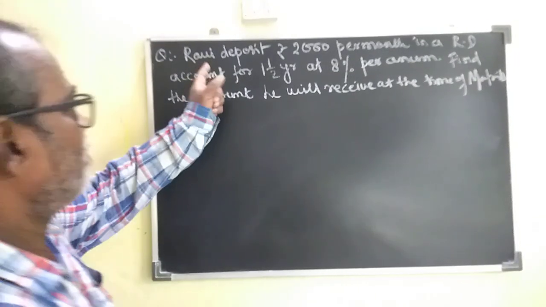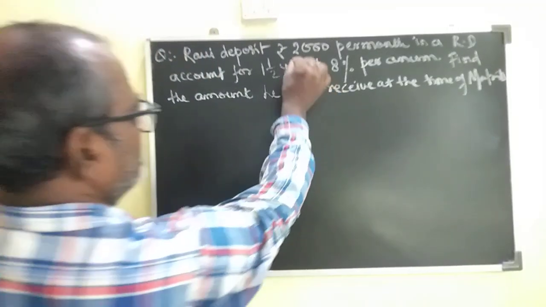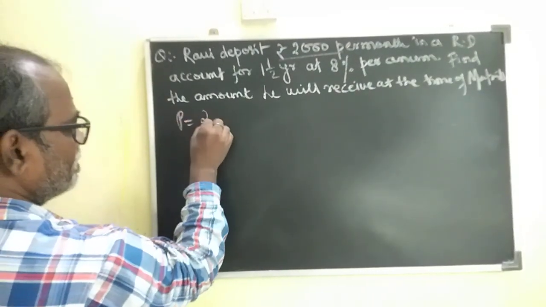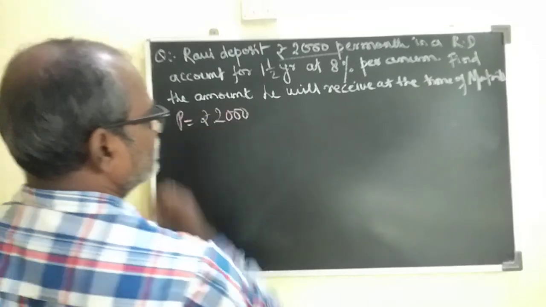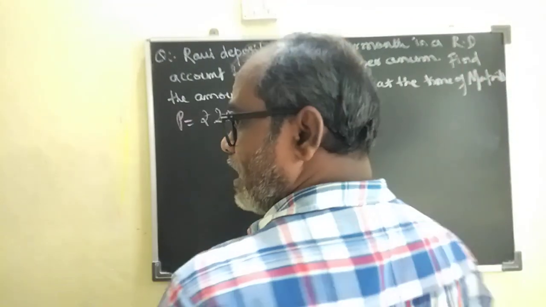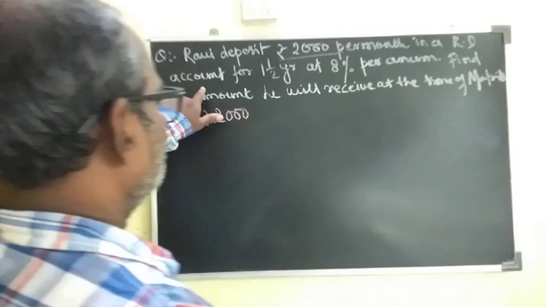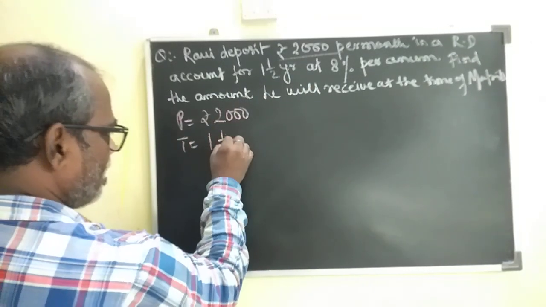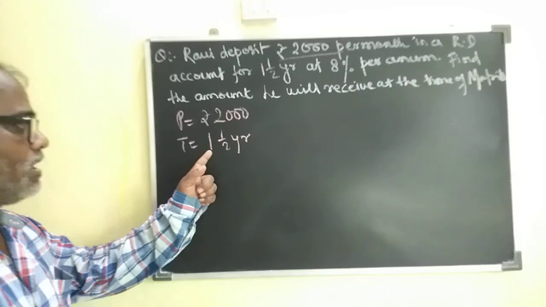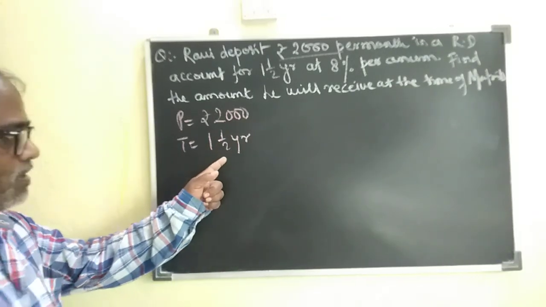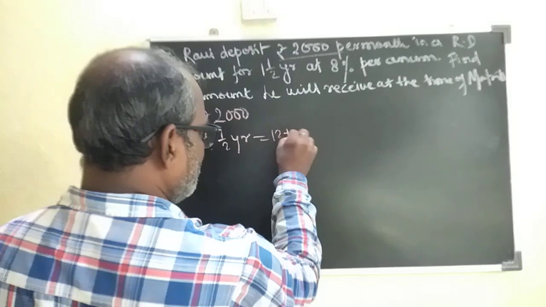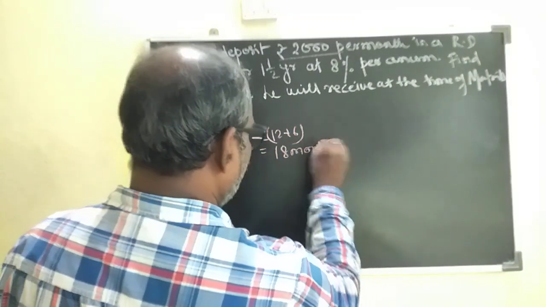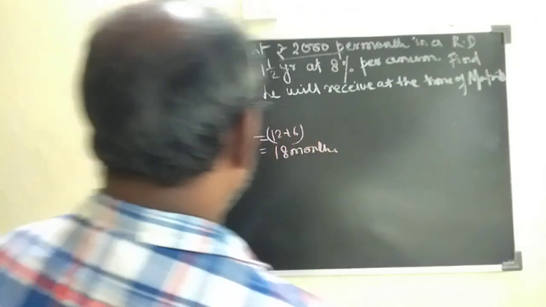So this is question number 1. Ravi deposits rupees 2000 per month. So rupees 2000 per month means the principal will be rupees 2000, in an RD, recurring deposit account, for 1.5 years. Here time equals 1.5 years. We know that 1 year means 12 months and half a year means 6 months. So that equals 12 plus 6, which equals 18 months. Now the rate is given as 8%.